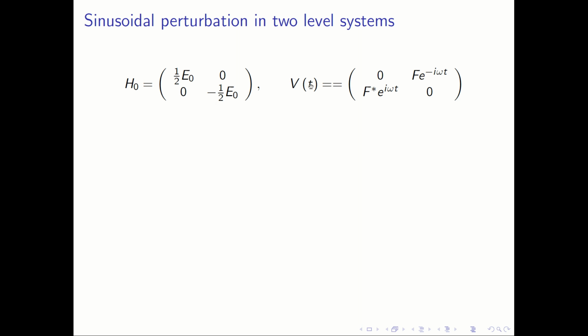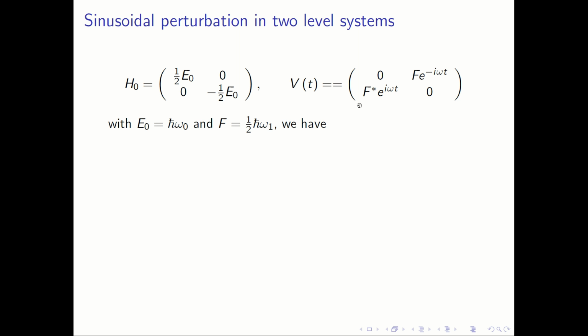On top of this, we have applied a perturbation V of t. Ignore the double equals, this of course should have been a single equal, which is purely off diagonal. Basically our F operator that we talked about is the operator with rows (0, F) and (0, 0). F dagger of course is (0, 0) and (F star, 0). So this is what my V of t is. It's a Hermitian operator made out of F and F star, where F and F star are constants.